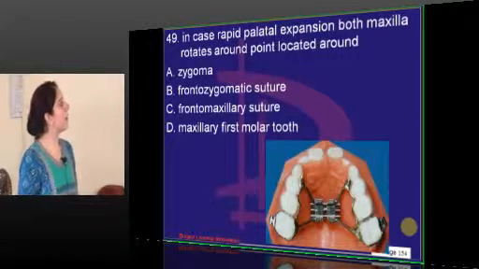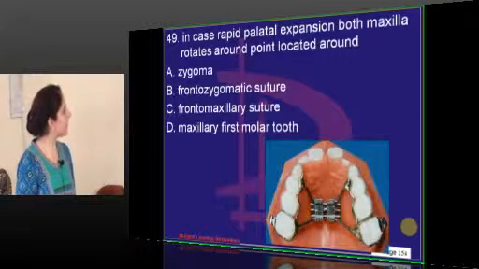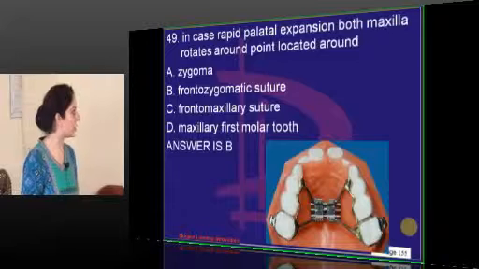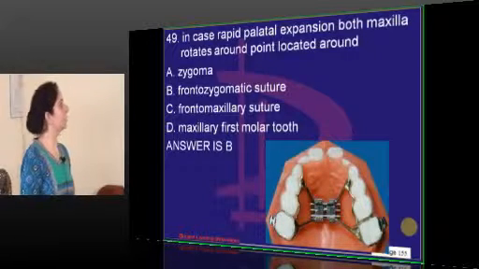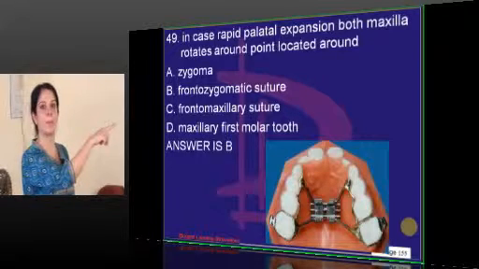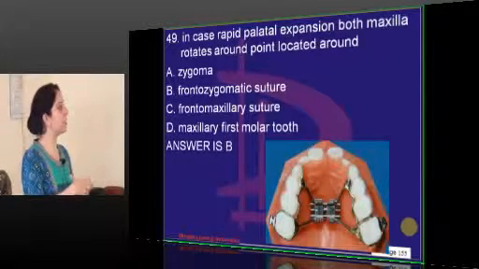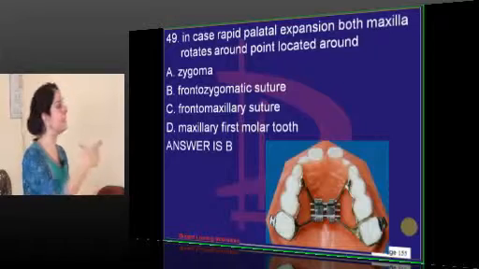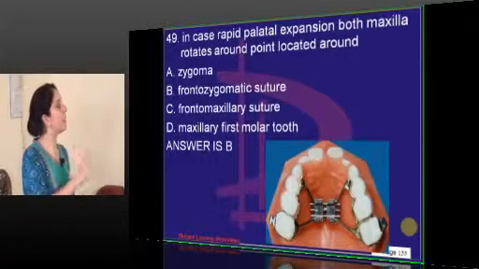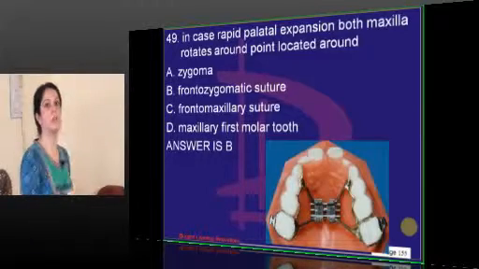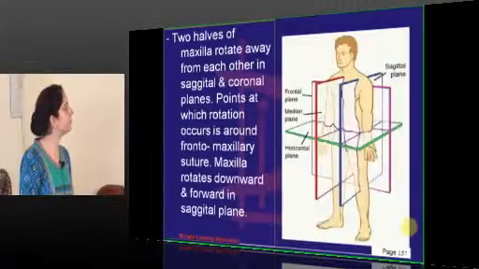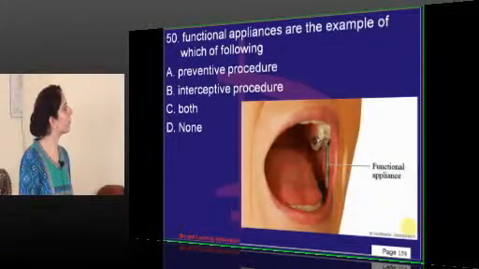In case of rapid palatal expansion, both maxilla rotates around the point located around the frontozygomatic suture. Because these are the sutures which are most close to the area of expansion, and usually that is maximum amount of mobility takes place in these kind of sutures apart from the mid-palatal sutures. So you will see mainly movement occurring along these two sutures, that is the mid-palatal and the frontozygomatic.